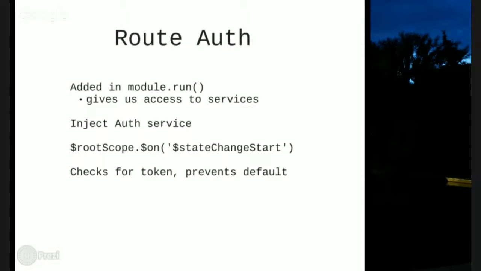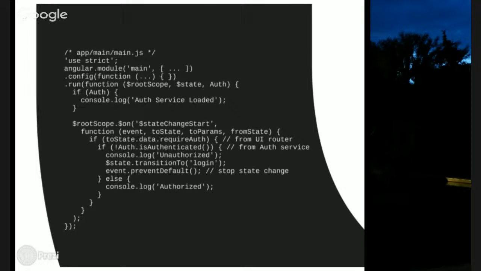Authentication on the Ionic side of things happens by binding to state change start, injecting the auth service, and looking for parameters on the state that we're transitioning into, and if they're there, checking for the token. Basically, we've got the run method, which is inside of, again, main.js. After the config function, we've got the state change start. If the state data requires auth, and they're not authenticated, we're going to prevent default. Otherwise, we're just going to continue.